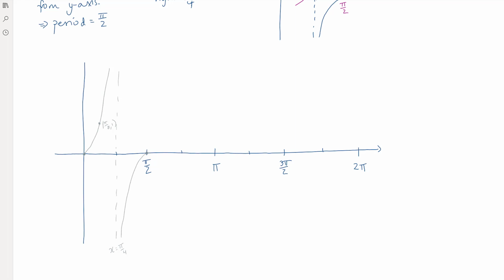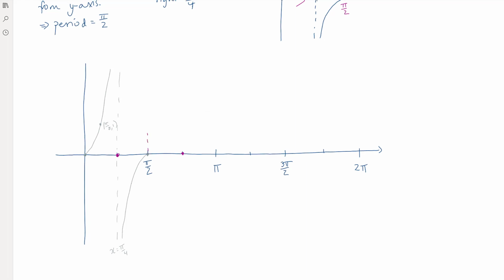Okay, so now we want to move the graph to the right by pi on 4, which means my first x-intercept is going to happen here at pi on 4. My next intercept happens at pi on 2 plus pi on 4, which is 3 pi on 4. The asymptote also moves across to the right by pi on 4, so it's now at x equals pi on 2.